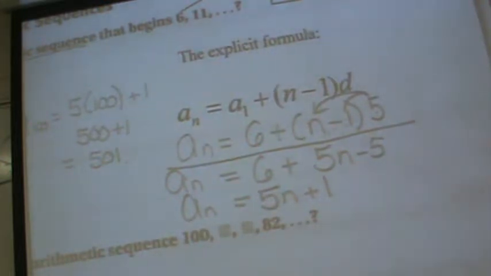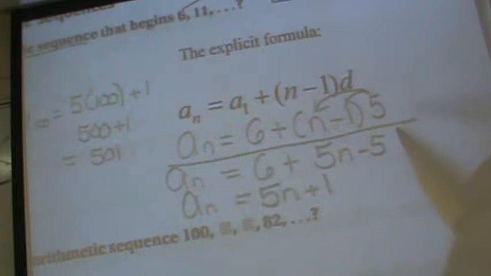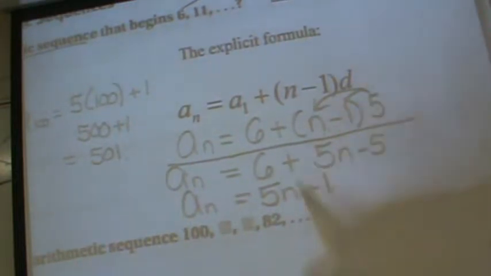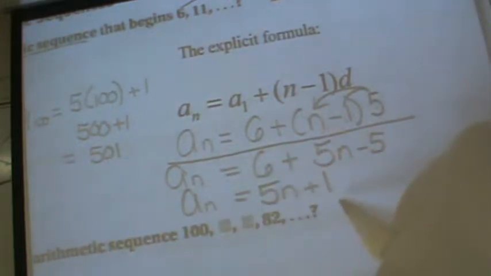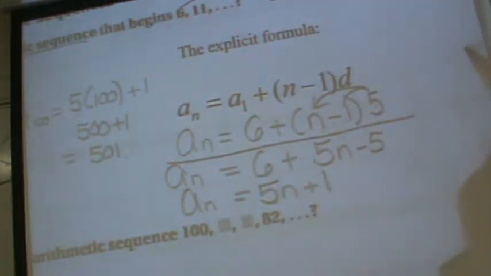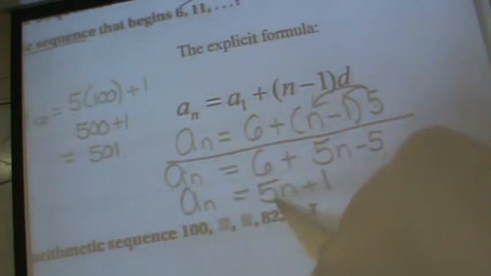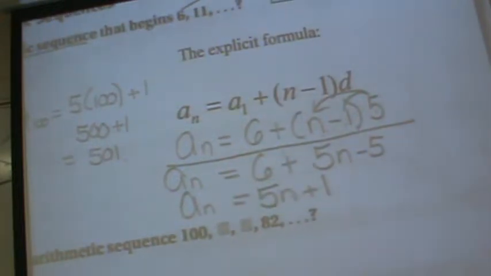It's the connection that this is linear. It's a linear equation. This 5, if you were to graph this, this is a straight line. This 5 is your rate of change. You're going to see that in a minute.